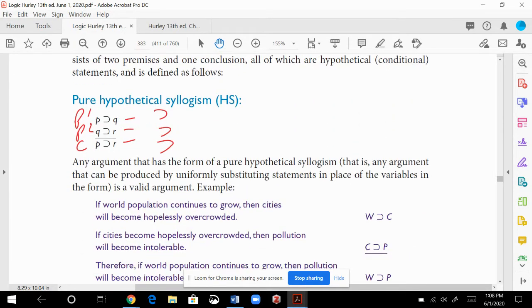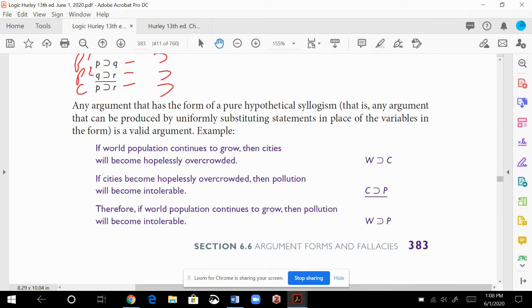Okay. How many conditionals in your modus ponens? One. Hypothetical syllogism does not have one. It has how many? Three. Okay. So he'll give you an example. Say, if the world, blah, blah, blah, then cities, and then if cities, then pollution, and therefore if pollution, then pollution. So he goes on and on. So what you're looking for in this is for these to line up. You have an antecedent, which is W, in this premise 1.